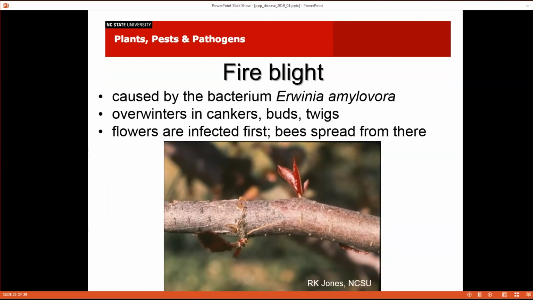And then from there, pollinators move them from blossom to blossom, causing a blossom blight phase. From the blossom under wet weather, it can get in through the nectaries and move down into the twigs, and you get the twig blight phase over again. So it has kind of an interesting epidemiology of how it spreads. I'm going to leave the question of management to your further reading here.